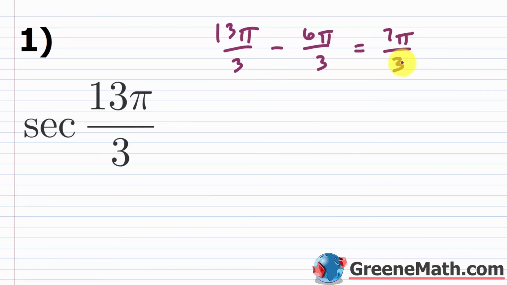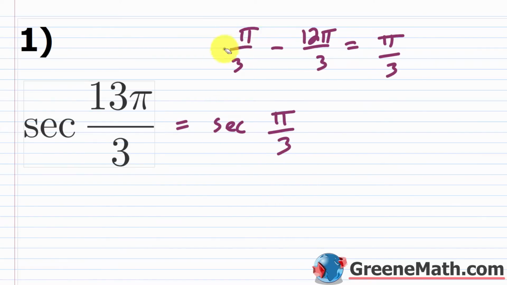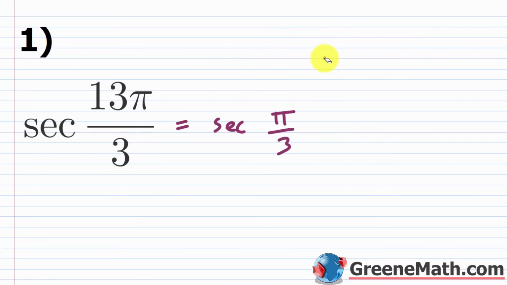So what I'd have to do is do this one more time. You could just subtract away another 6 pi over 3, or you could just say that this is minus 12 pi over 3. Let's just make that a little bit simpler. Here you're basically just subtracting away 4 pi. So this is equal to 13 pi minus 12 pi, which is pi, over 3. So basically, this is me finding the secant of pi over 3. We found our coterminal angle.